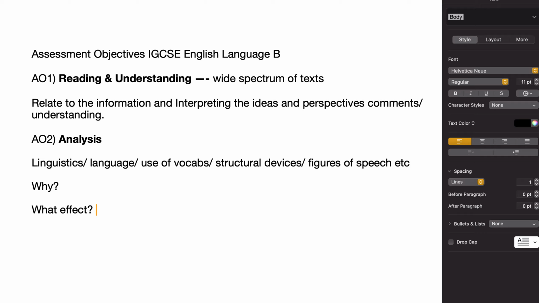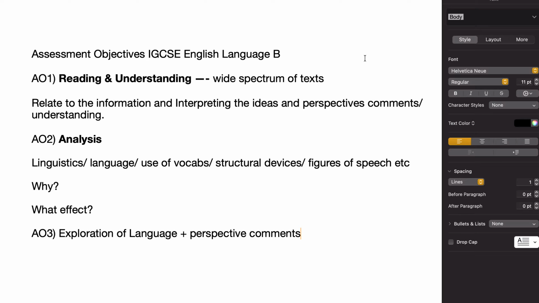You would have to read those kinds of devices and say, well, the writer uses this particular device. The use of the device does this, and it puts this effect on the reader, and so on and so forth. Assessment objective 3 is the exploration of language, plus perspective. Again, this comes again. We have done perspective, understanding, and comments.